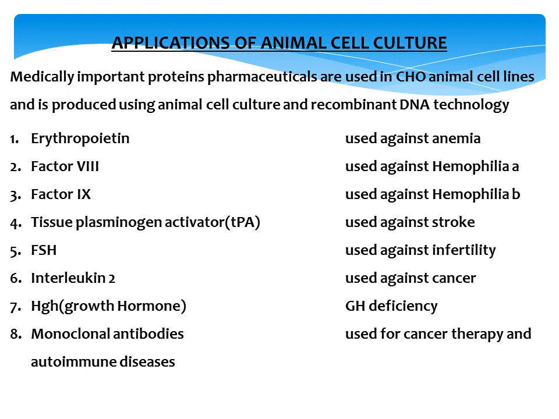Number 5, follicle stimulating hormone, which is used against infertility. Number 6, interleukin 2, which is used against cancer. Number 7, human growth hormone, which is used against growth hormone deficiency. And finally, number 8, monoclonal antibodies, which are used for cancer therapy and autoimmune diseases.